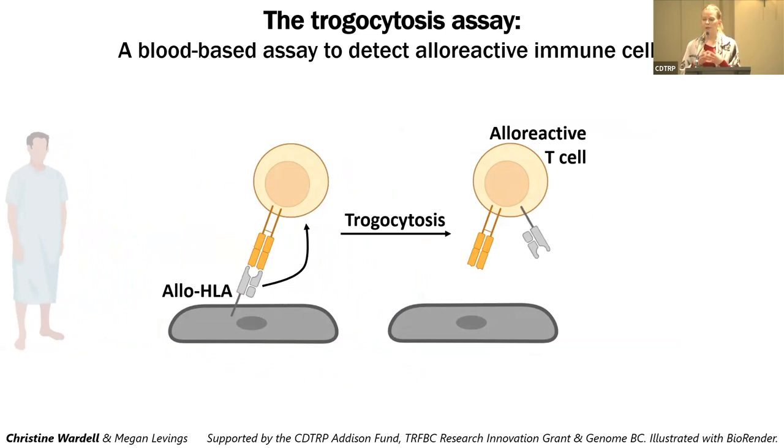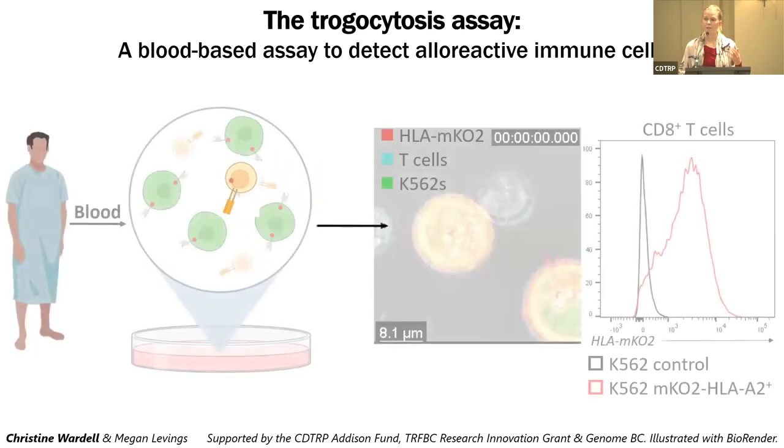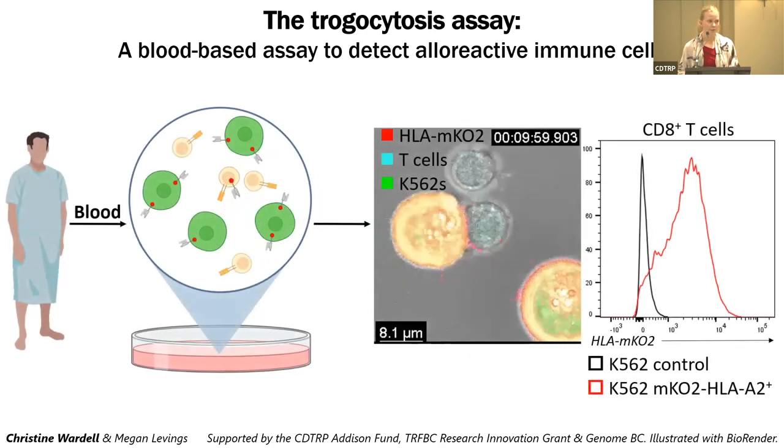And so if we look at this in the context of transplantation, we believe that say you have an alloreactive T cell, so in yellow, if it recognizes an allo-HLA, so that HLA protein that comes from the donor and is the massive driver of the alloreactive immune response, we think that those alloreactive T cells are going to snatch up that allo-HLA protein and express it on their own membrane, essentially flagging themselves as alloreactive. And so we hope to quantify these cells in the blood of patients who have received transplants.